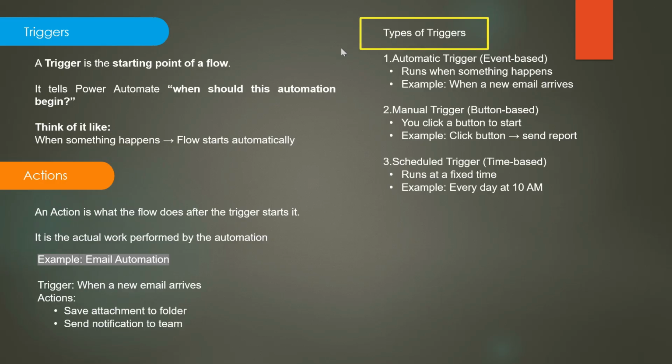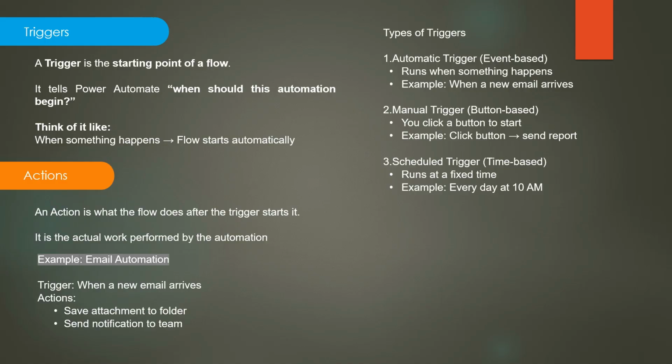There are different types of triggers available in Power Automate. The very first one is the automatic trigger, which is event based. It basically runs when something happens, for example, when a new email arrives. Another one is the manual trigger, which is button based. You click a button to start. And the last one is the scheduled trigger, which is time based and runs at a fixed time, for example, every day at 10 a.m.